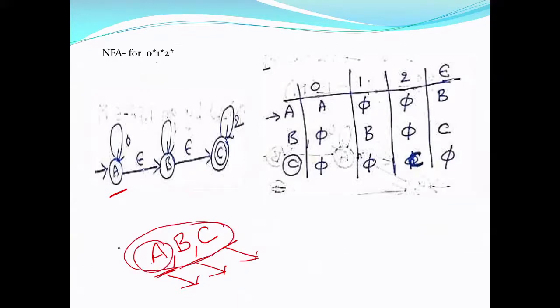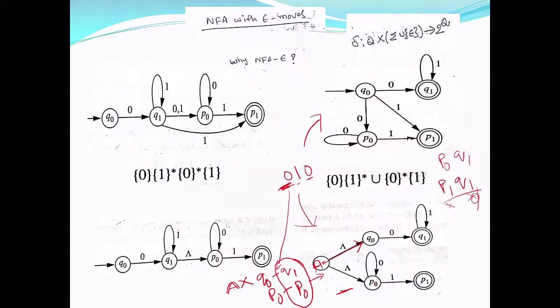Suppose I go for epsilon closure of B, then what do you get? B. Because starting in B, reaching B is same. Then using one epsilon transition, I can go to C. So this is epsilon closure of B. Then what is epsilon closure of C? Only C. Because there is no epsilon transition from C. So you can start in C and stay in C without reading anything. For example, if you take this, epsilon closure of Q0 is only Q0. Epsilon closure of Q1 is Q1 and P0, because you can go to P0 using epsilon, right?